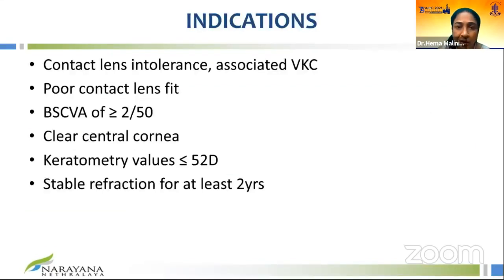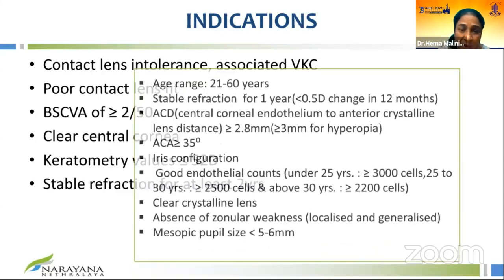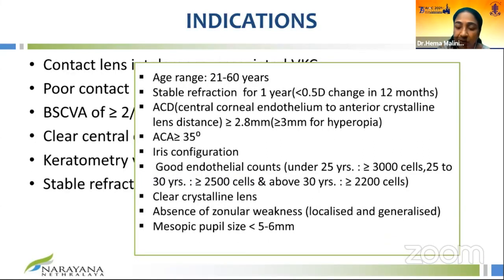Now, the category of patients who are going to benefit most are contact lens users who are intolerant to contact lenses, with associated VKC, or who may have a poor contact lens fit, but ensure that they have a best BSCVA of at least 2/50. And like I said, central clear cornea, keratometric values ideally less than 52 diopters, and a stable refraction. These are the other routine indications applicable to all ICL implantations.